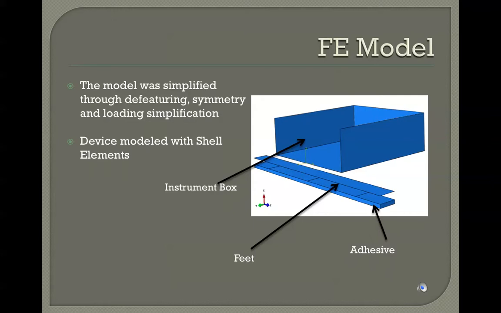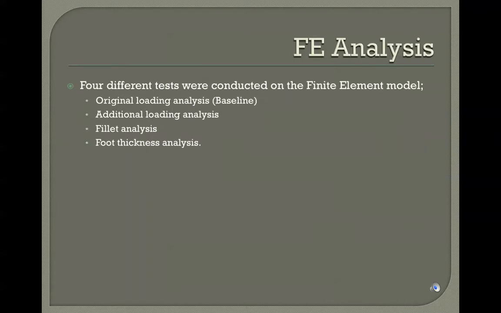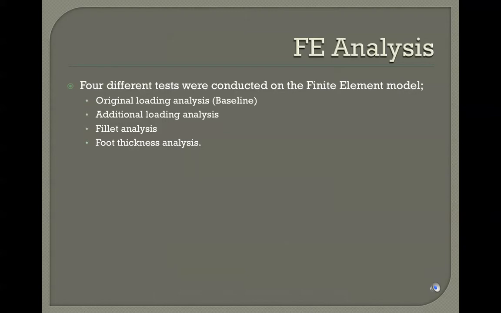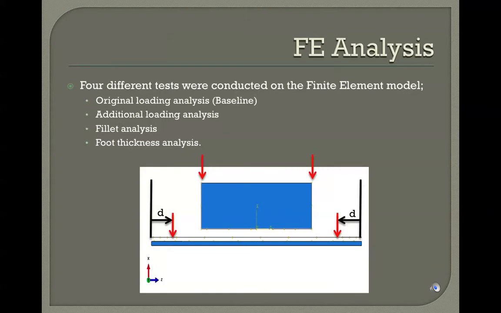Then the device was modeled with shell elements and the adhesive with solid elements. There were four different tests conducted on the finite element model. The first one was a baseline, the original loading, which uses point loads as shown in the figure. The second test was additional loading. This was done by leaving the two point loads on the wall, but also applying point loads on the feet, a set amount of inches away from the edge, as shown in the figure.